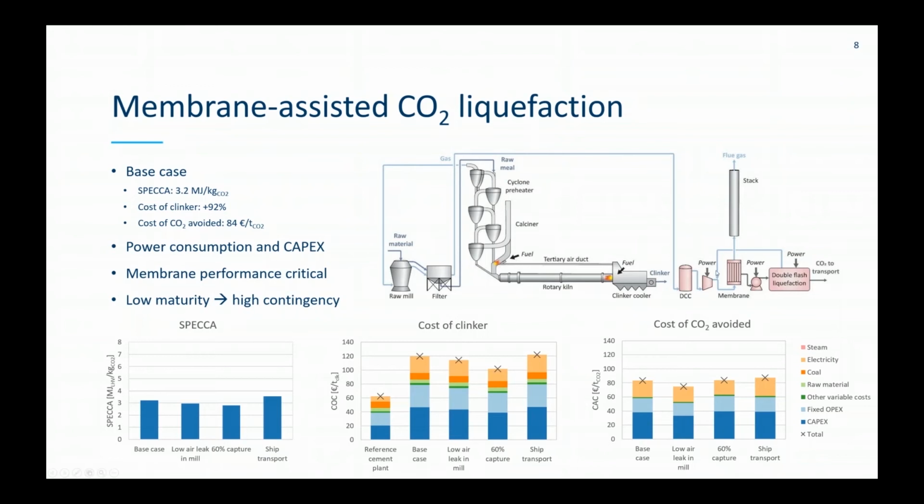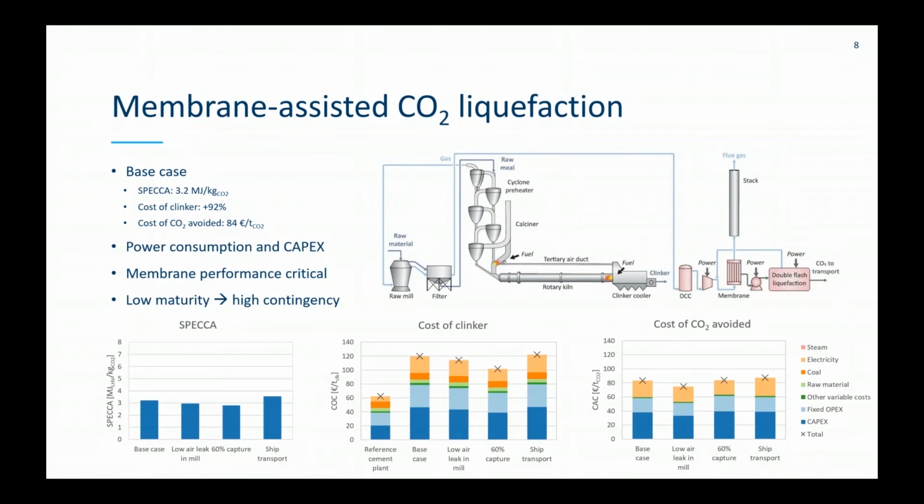So the first technology, the membrane: we use a polymeric membrane for bulk separation of CO2, and that results in a CO2-rich product stream. This stream is then sent to a CO2 liquefaction process, where the CO2 is liquefied and the more volatile impurity components are removed. And this results in a high purity CO2 product that can be led to the transport section.